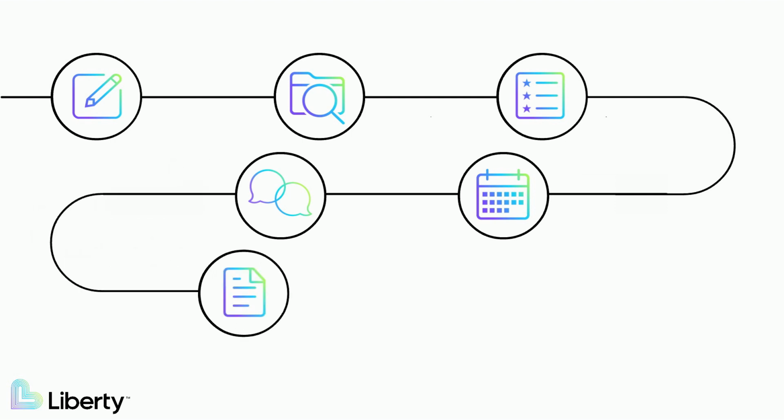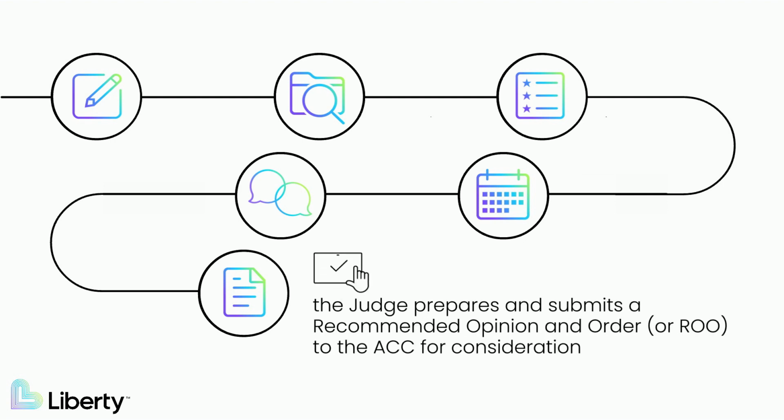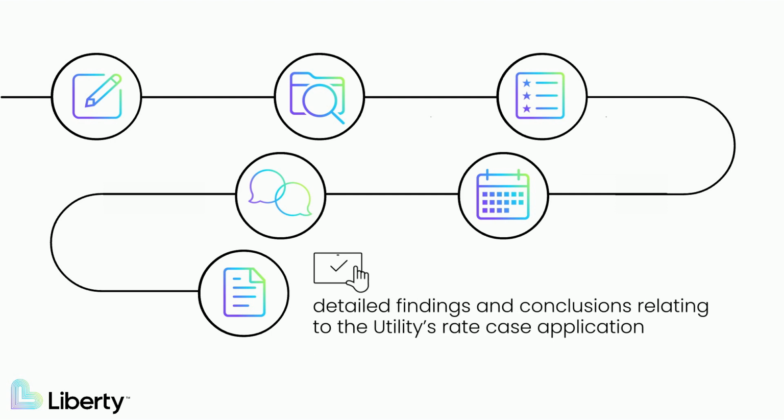Once the evidentiary hearing is concluded and the parties have submitted their briefs, the judge prepares and submits a recommended opinion and order, or ROO, to the ACC for consideration. The ROO includes detailed findings and conclusions relating to the utility's rate case application.